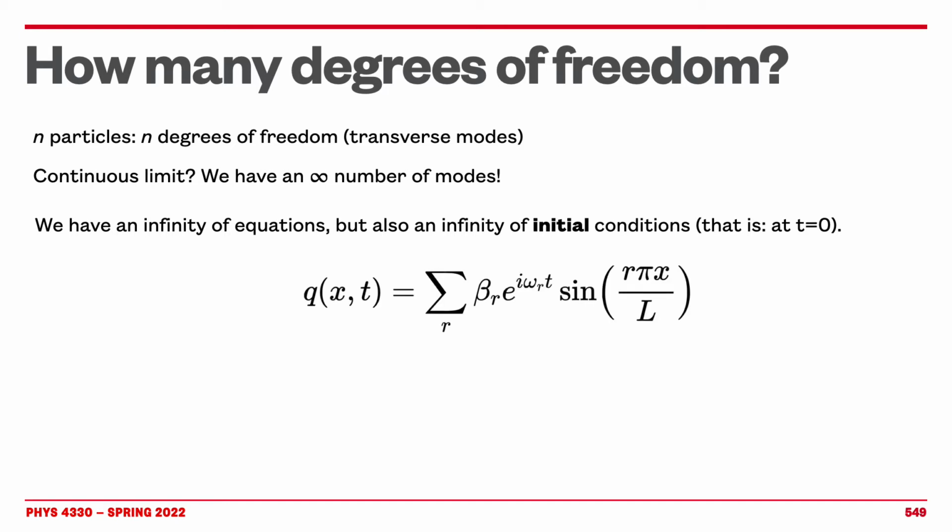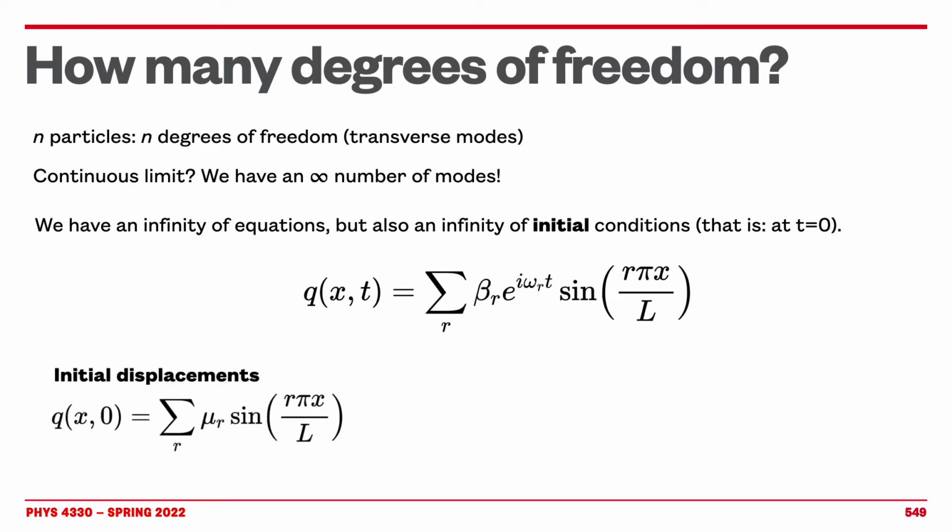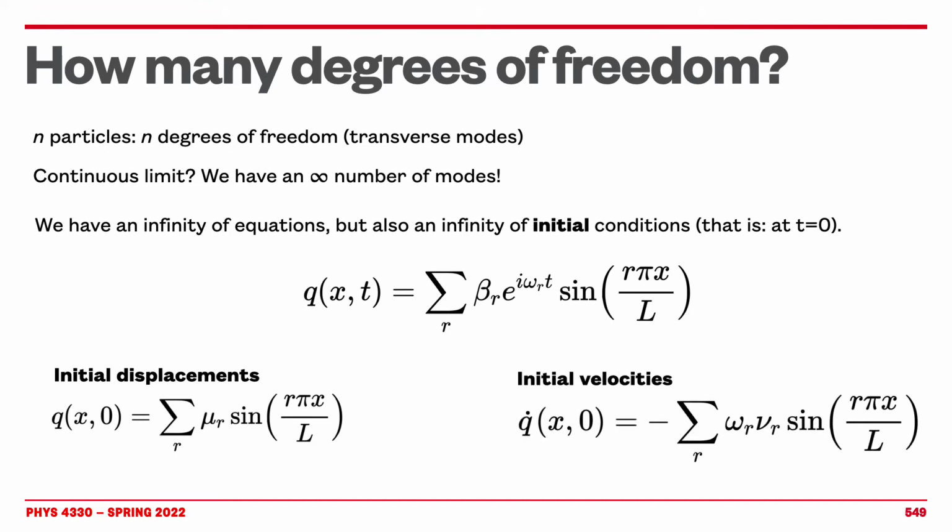And those initial conditions are actually given at t equals 0, and they give me the initial displacements, which are given simply by putting t equals 0 in the previous equation, knowing that beta r is mu r plus i nu r. And we can also have the initial condition on the velocity, which is given simply by the derivative of q(x,t) with respect to time. Now, just as another reminder, we are here talking about motions. We are talking about equations of motion, which are second-order differential equations. So we need both initial conditions on the position and on the velocity. By now, I think that you are very familiar with this, but it's always a good thing to remember.